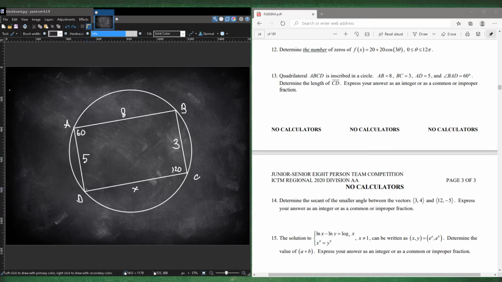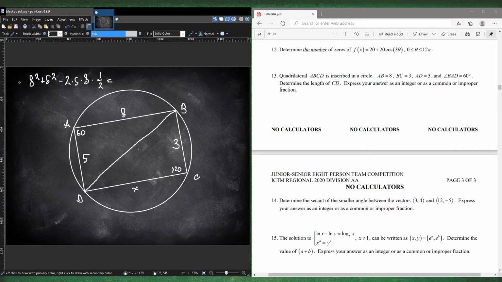So basically, if we make a line from D to B, we make two triangles, and we could just use the law of cosines for both of them. So basically, this length, right? So 8 squared plus 5 squared minus 2 times 5 times 8 times cosine of 60. So that's just the law of cosines. So cosine of 60 is just 1/2. So multiplied by 1/2 is equal to this length squared.